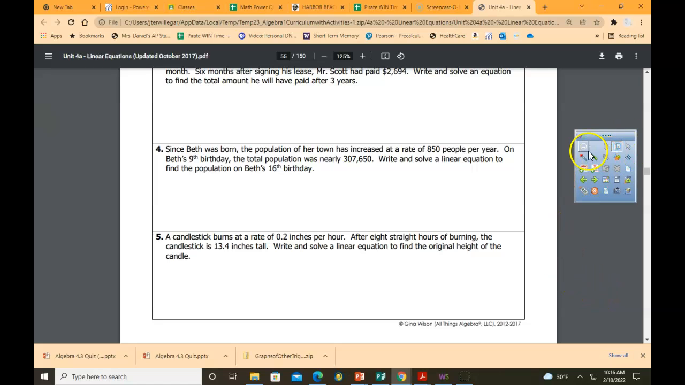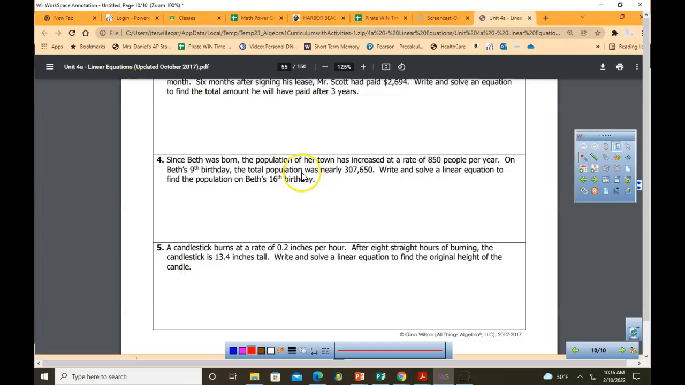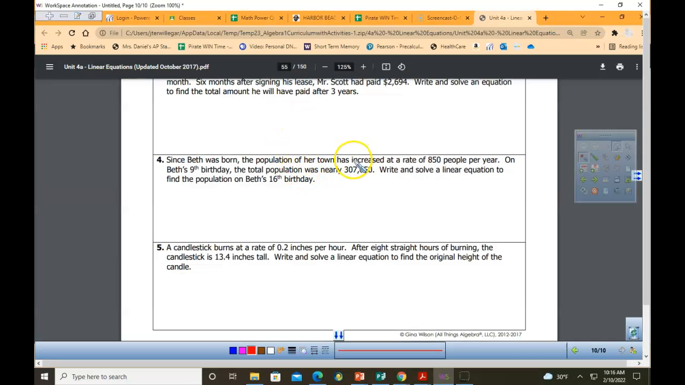All right, let's take a look at number 4. On number 4, what we need to do is read it. Since Beth was born, the population of her town has increased at a rate of 850 people per year. A rate, I see a rate per year. That's going to be my slope. On Beth's 9th birthday, the total population was 307,000. What's it going to be on her 16th birthday?